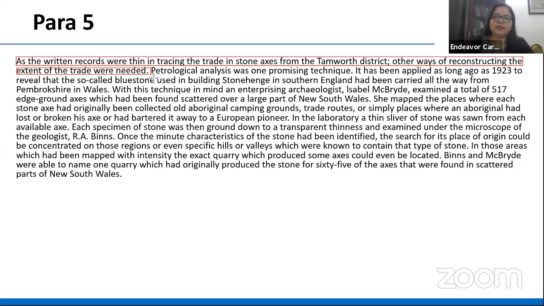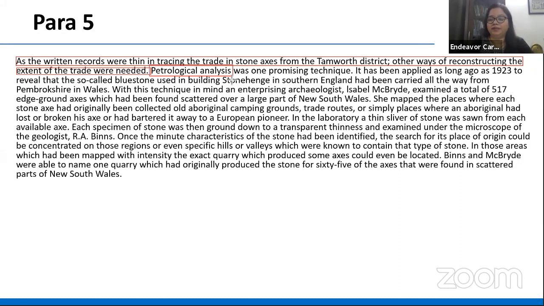The written records were thin in tracing the trade in stone axes from the Tamworth district. So other ways of reconstructing the extent of the trade were needed. Did we have any written records? Did we have any concrete data? No. Therefore, we had to reconstruct the extent of the trade in other ways. Petrological analysis was one promising technique. And then something about petrological analysis, it had been used in southern England to understand the bluestone that is used in building Stonehenge, right?